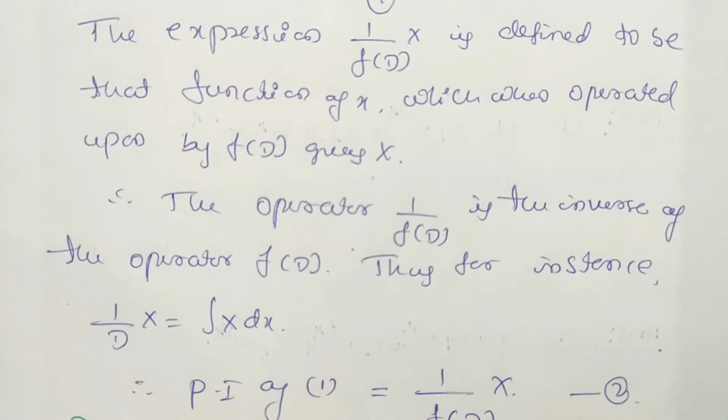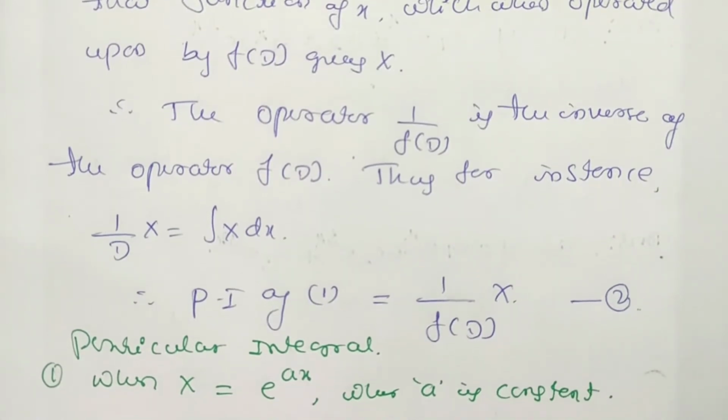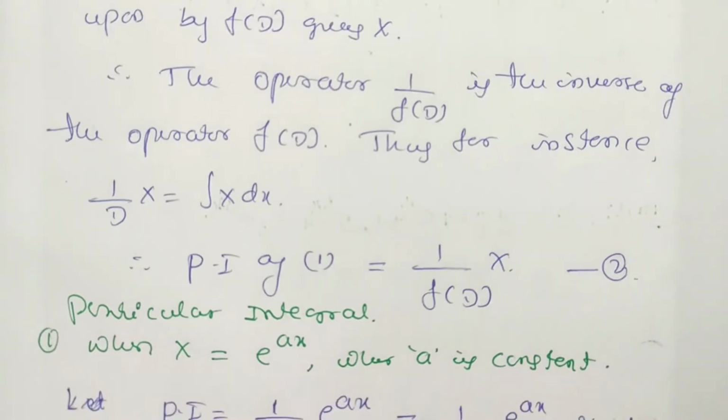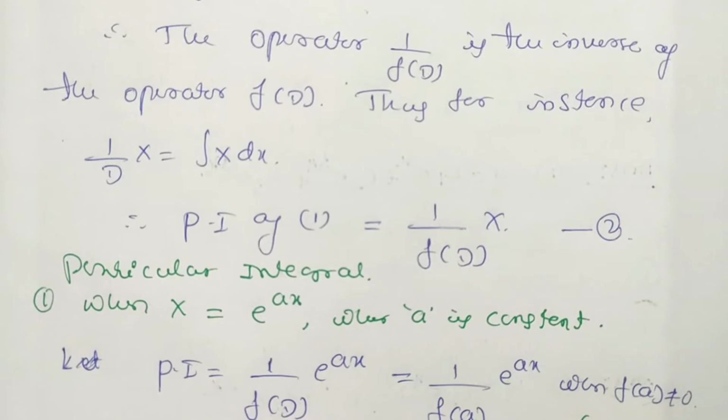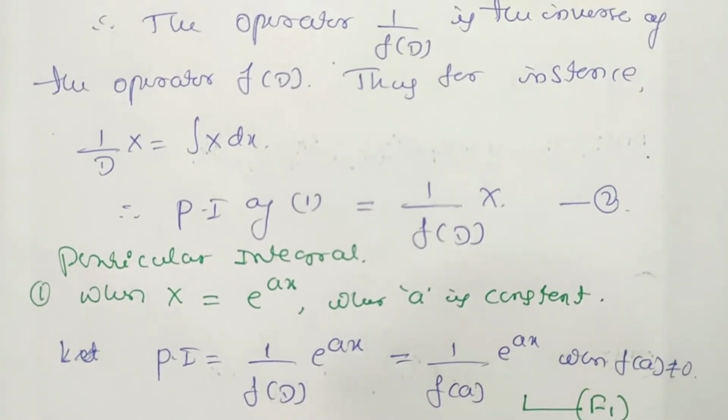Let us take one by one. First one, particular integral when X is in the form of e raised to ax, where a is a constant. Let us take particular integral is equal to 1 by f of D e raised to ax. So here what you have to do is you just replace D by a. Then it will become 1 by f of a into e raised to ax.